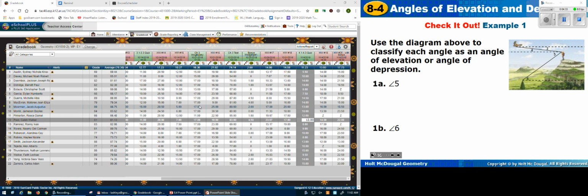Okay, we'll start with this slide and we'll go backwards, okay? So let's start with the one that was 5 and 6. Hard to see on your paper. Look up here. So what is angle 5? Depression. We're going down from the horizontal.